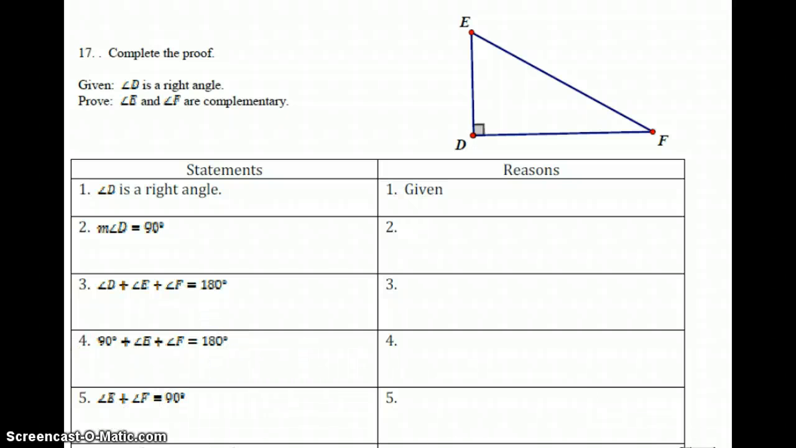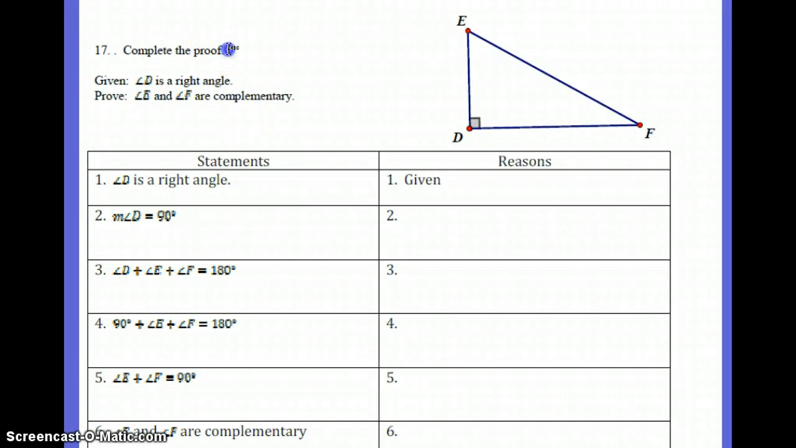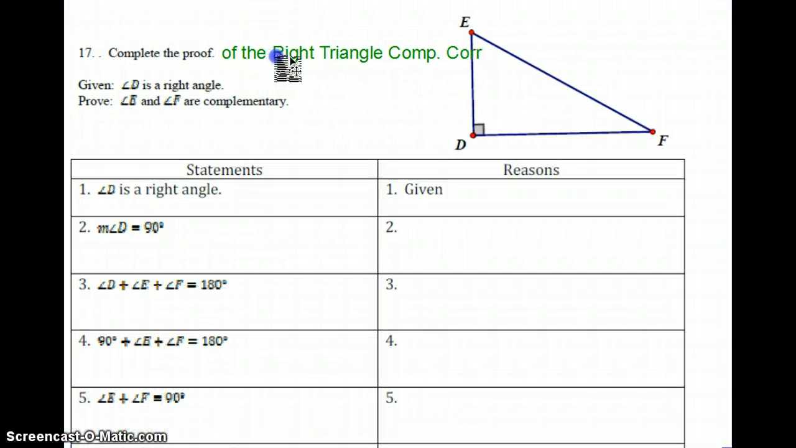What I should have said at the beginning of this one is we're talking about completing the proof of the right triangle complementary corollary. If I don't say that, then this is a really silly proof. The right triangle complementary corollary is what's being asked to prove here. If you use that as a reason, you can do this proof in one step. So forget about that for a second, and let's try to do this.